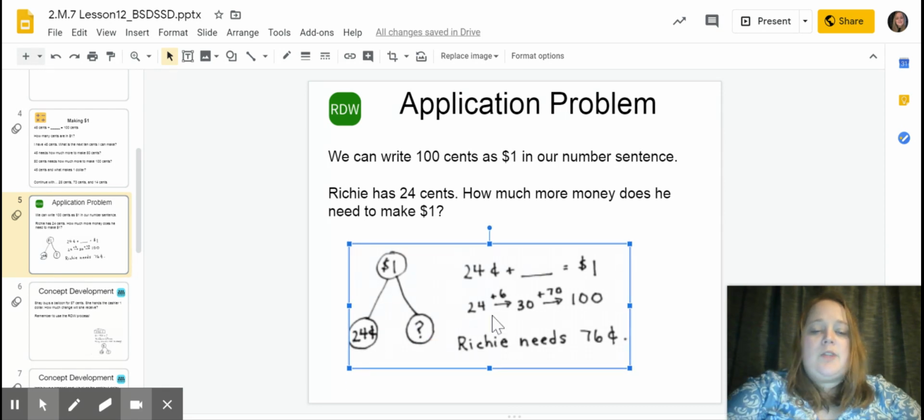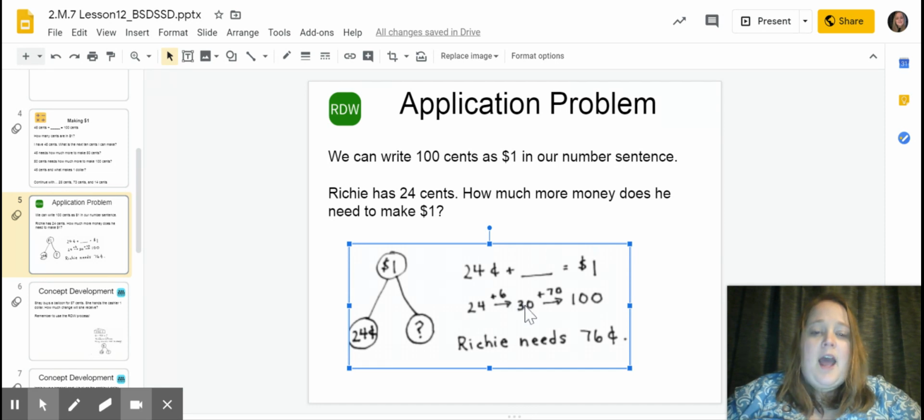Now look how they use the arrow way here. 24 plus 6. Why do they pick 6? Because they're trying to get to a benchmark number or a multiple of 10, a number that ends in 0. 0 is my hero and 0 is my friend. So I started with 24, I added up 6, I got to 30.